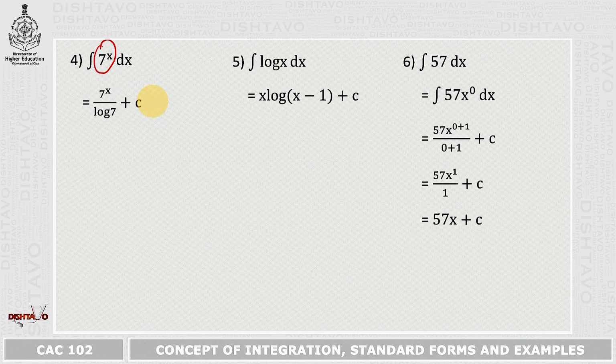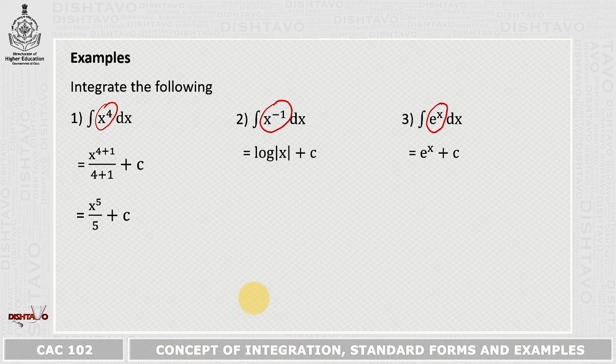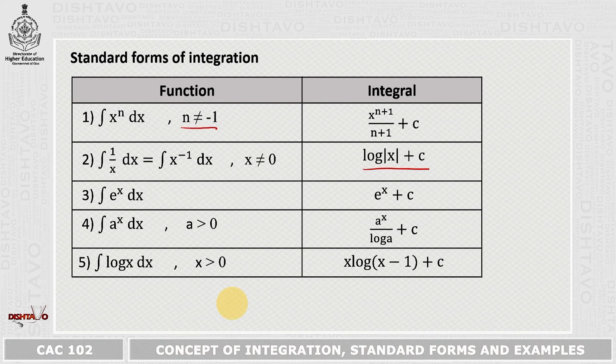Taking the fifth example, we have the integral of log of x dx. Now I'll compare this to the standard functions. Here we have the last one, that is log of x dx, and x should be greater than 0 because you cannot have log of numbers or variables which are less than 0. You don't even have log of 0. Logarithm function is only for those numbers which are greater than 0. And the integral of that is x log x minus 1 plus c.